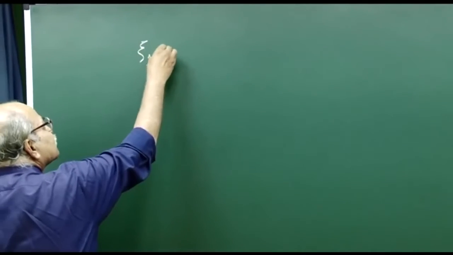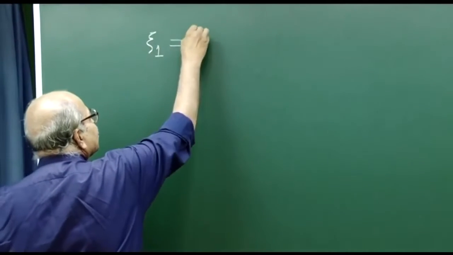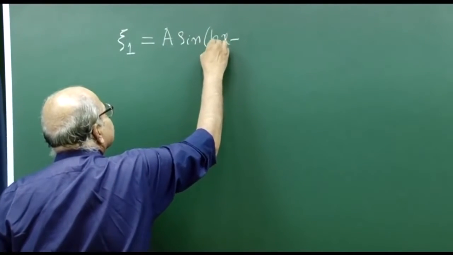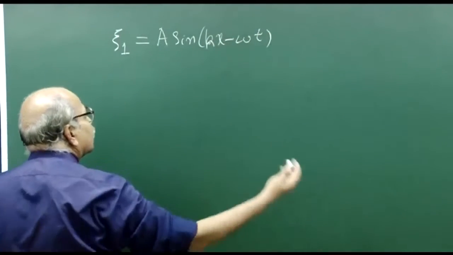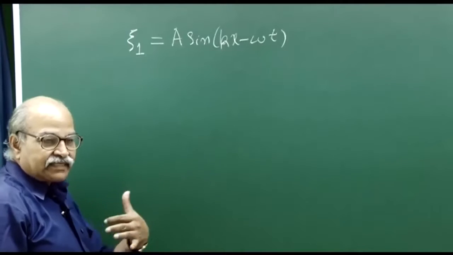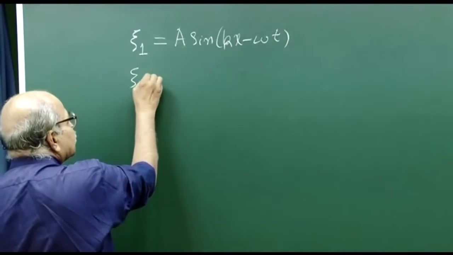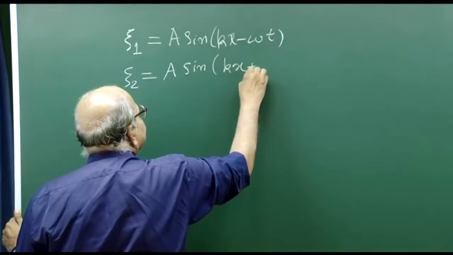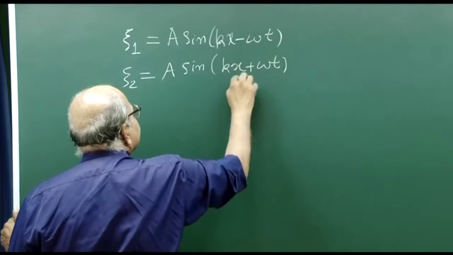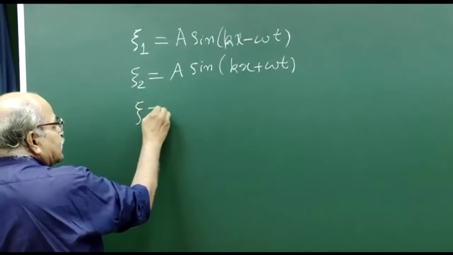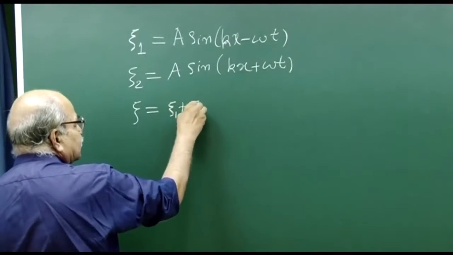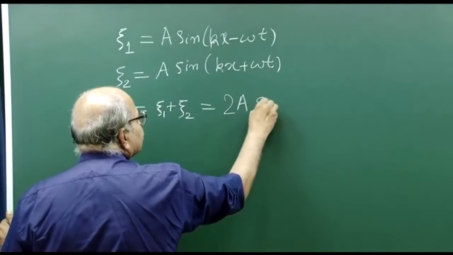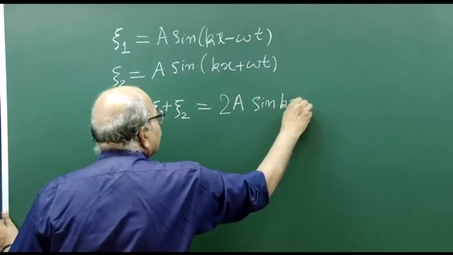Some disturbance, some displacement. This is the ongoing wave. So, A sin(kx minus omega t). And the reflected wave which comes in the negative x direction, for that the equation will be A sin(kx plus omega t), x minus Vt, x plus Vt. So, the net is the sum of these two, and that will be, adding these two, 2A sin kx cos omega t.